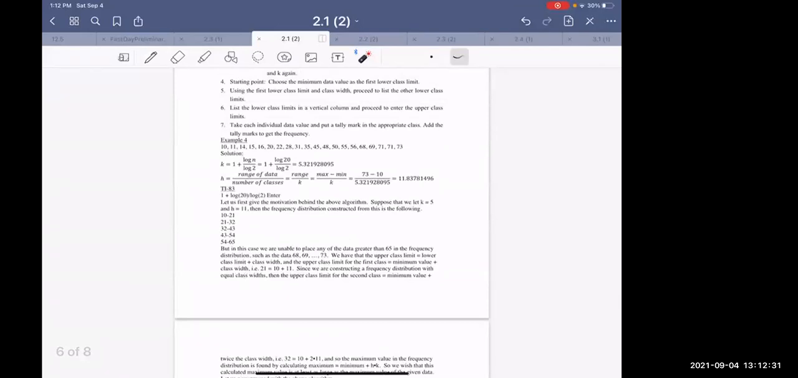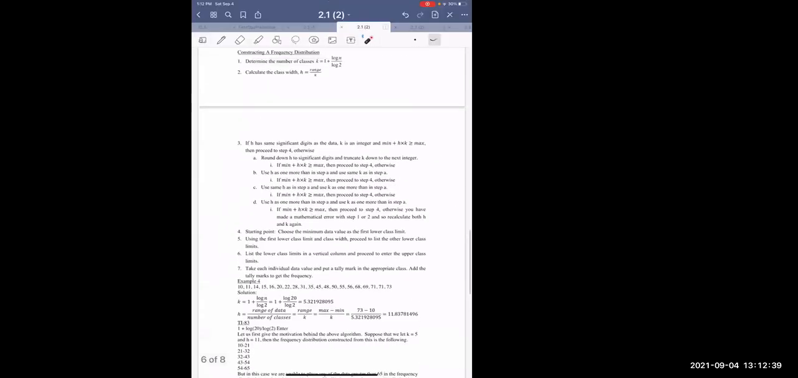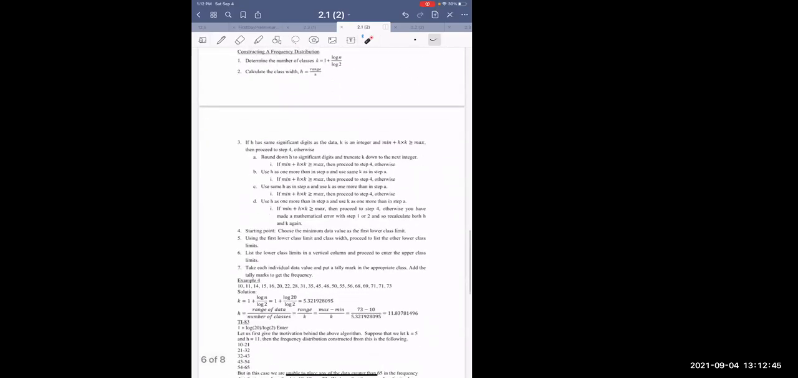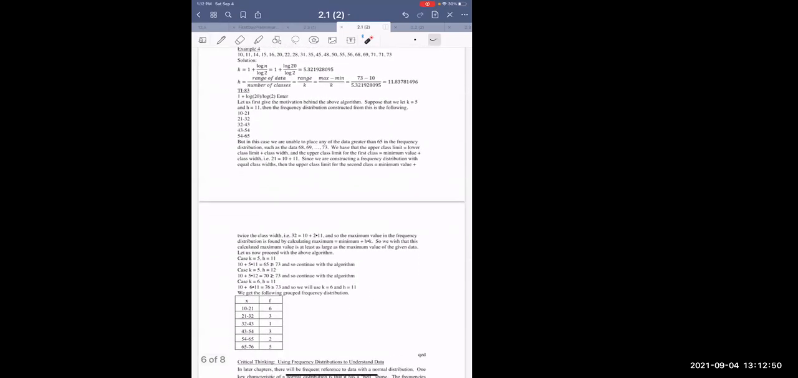And then we see how many numbers. I'm going to do it this way. Oh, here it is right here. Okay. So now I'm going to look. So 10 to 21. How many numbers between 10 to 21? 2, 4, 6. So there's 6 numbers between 10 and 21. How many between 21 and 32? 3 numbers.